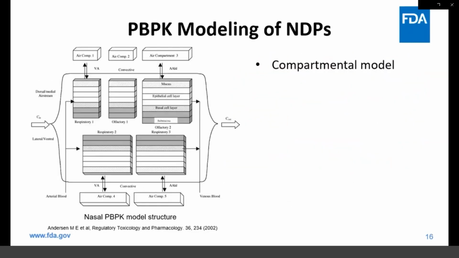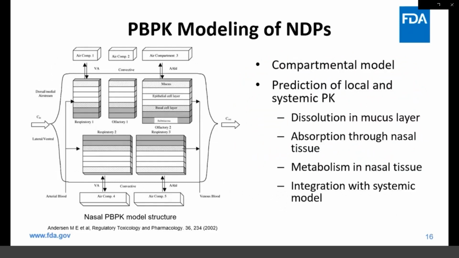In terms of PBPK modeling for nasal drug products, a compartment model approach is used to predict local and systemic PK by modeling dissolution in mucus layer, absorption through nasal tissue, metabolism in nasal tissue, and then integrate it with the systemic model. These models can typically be validated with in vivo PK data.